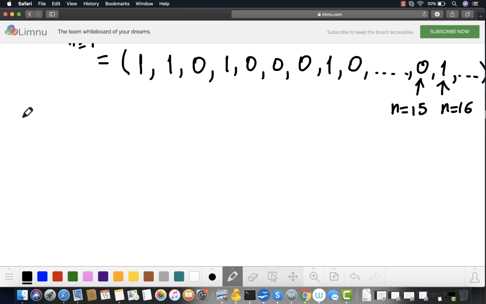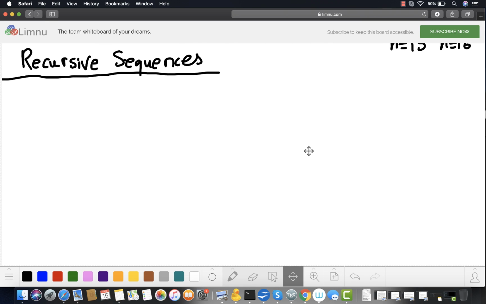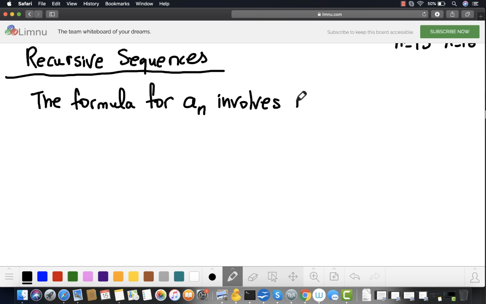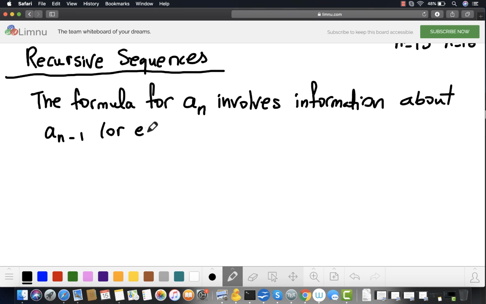So another way to define sequences is known as recursion. So this is known as recursive sequences. What is a recursive sequence? A recursive sequence means that the formula for the nth term, a sub n, involves information about the previous terms, about a sub n minus 1, or even a sub n minus 2, or a sub n minus 3, etc. So it just involves some information about the previous terms.